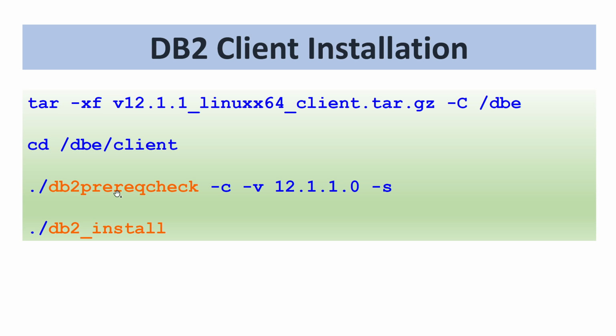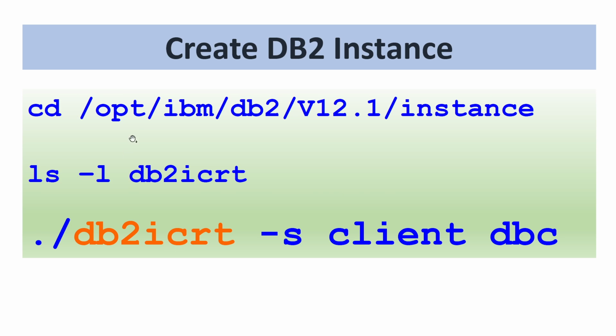Once the prerequisite check is completed, you can proceed with the db2install command. The prerequisite check will give you the missing packages and you can take action based on those, followed by db2install. Once the installation is completed, go ahead and create the DB2 instance. This is a client instance.